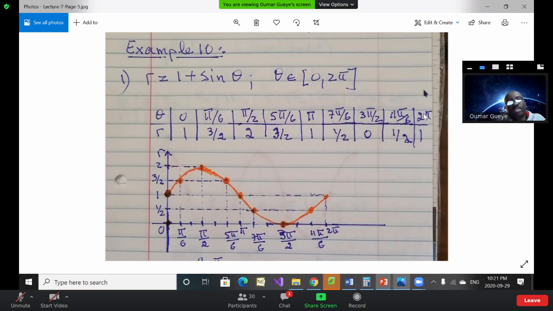Okay, so I'll let you take this graph first, and we'll see the next one, how to sketch it, because it's going to be more complicated than this first graph, because this first one is just similar to the XY coordinate.